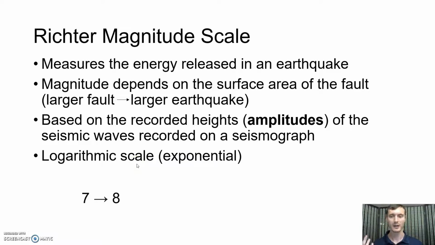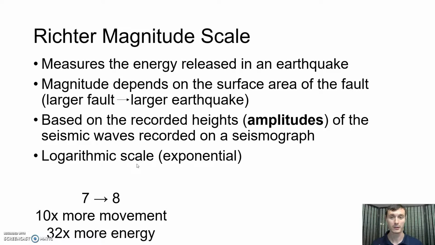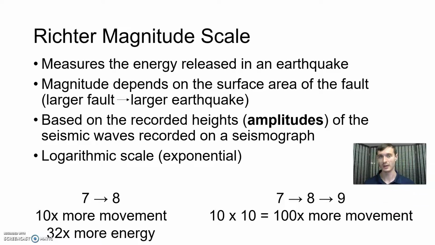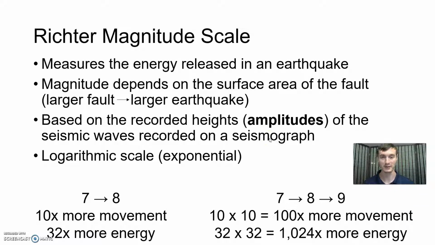And what does that mean? So let's say we go from a magnitude 7 earthquake to a magnitude 8 earthquake. Well, this is going to be 10 times more shaking for a total of 32 times more energy. Now let's go 2 steps here, right? We go from a magnitude 7 to magnitude 8 all the way up to a magnitude 9. 2 steps here. It's going to be 100 times more movement, or about 1,000 times more energy. It's an exponential scale for this one.